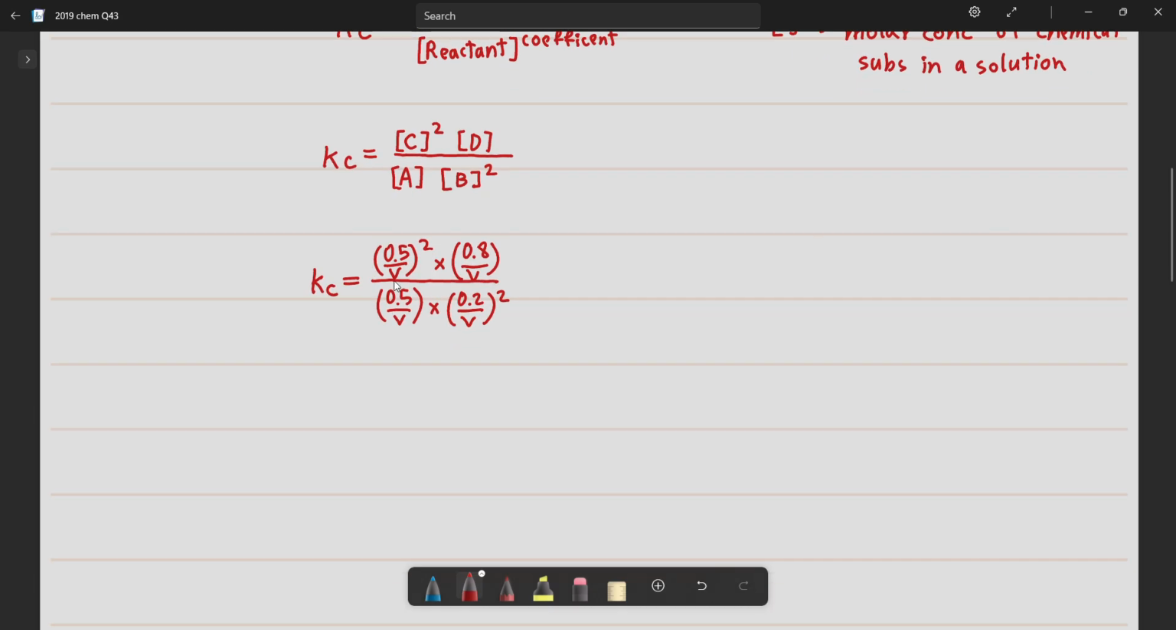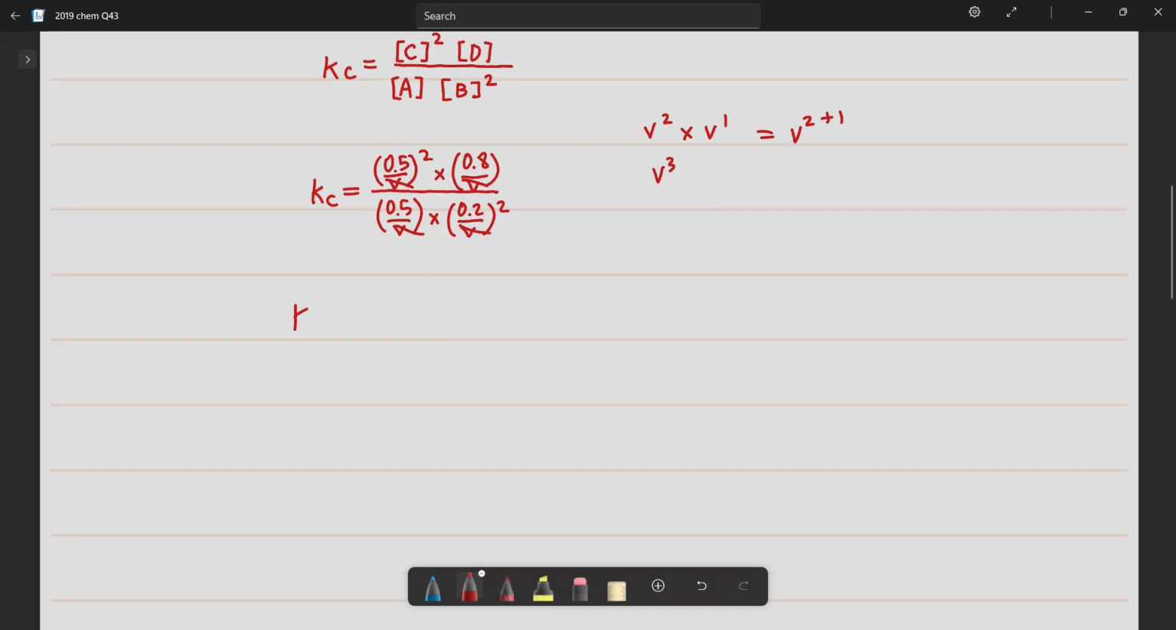But now the most important thing is that we can cancel out this V altogether. Why is that? Because in the denominator it's going to be V cubed, since V squared times V to the power of 1, their powers are going to add together. This gives us V cubed. This similar thing also happens in the numerator, so hence we can cancel the volume out. As we cancel the volume out, we're just left with these things.